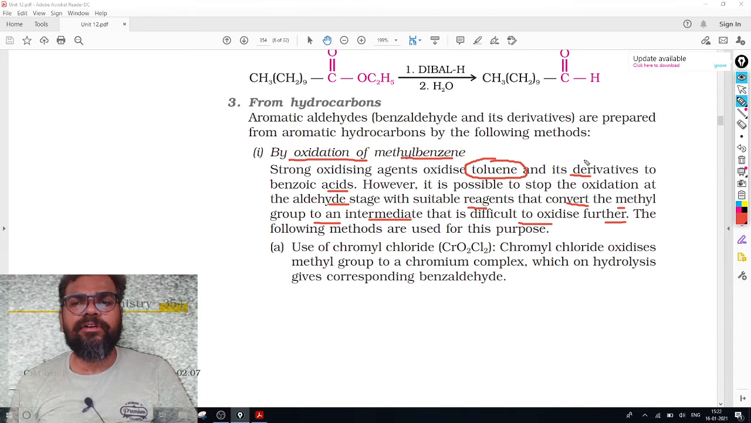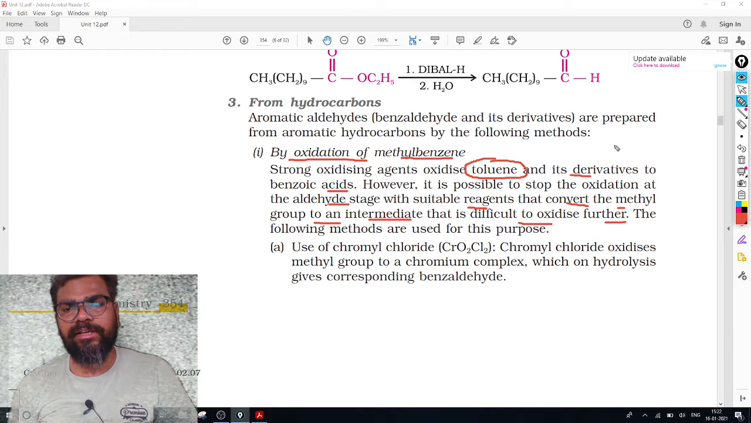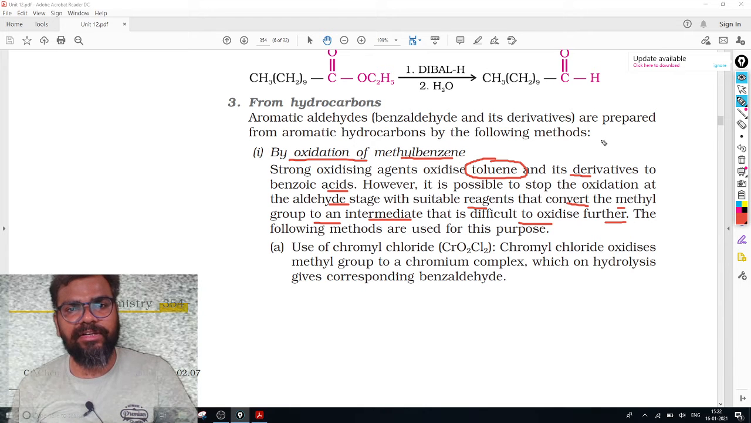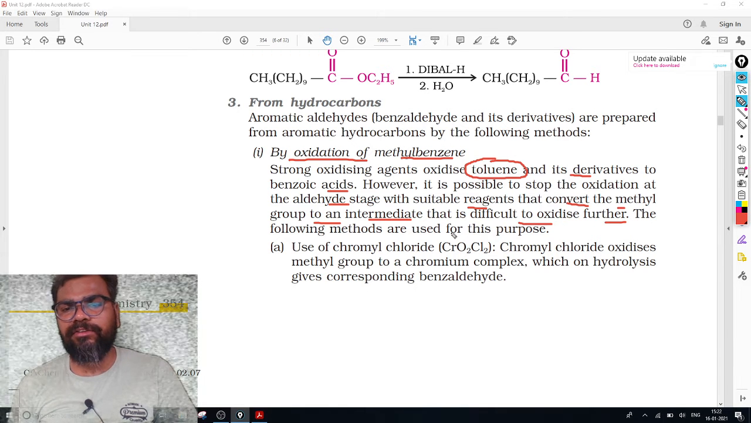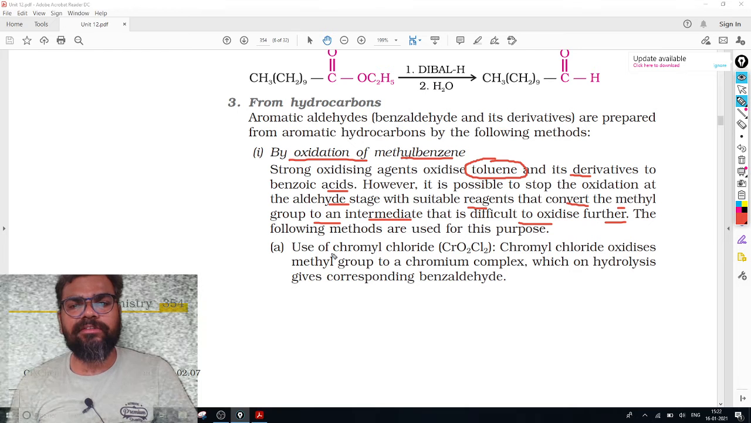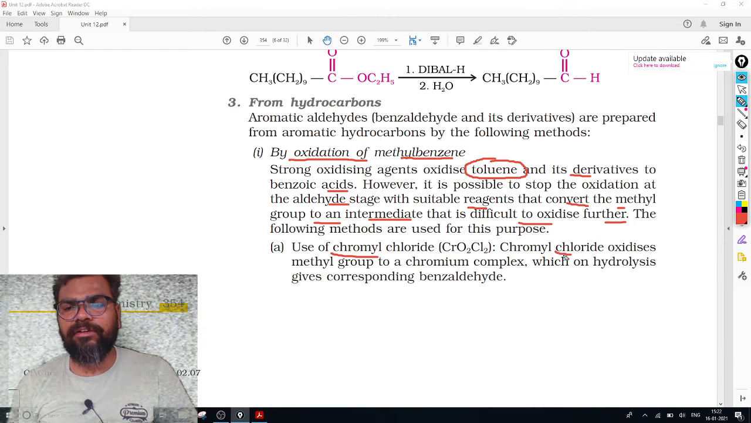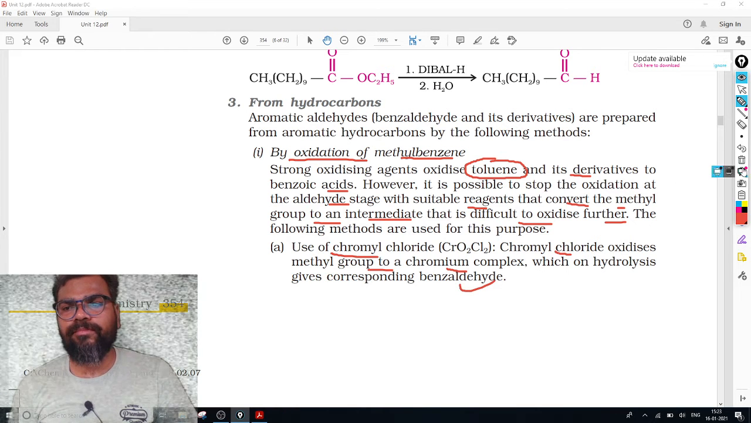So toluene will be converted into benzaldehyde, and then benzaldehyde to benzoic acid. But suppose you want to stop at the aldehyde, that is, still benzaldehyde only, then you can go for a few reagents. The following methods are used for this purpose. Let us see the use of chromyl chloride, CrO2Cl2. Chromyl chloride oxidizes the methyl group to a chromium complex, which on hydrolysis will give us benzaldehyde.